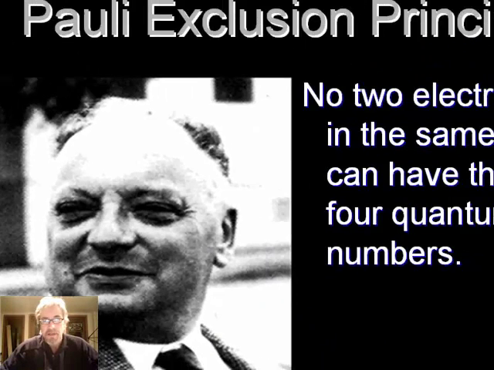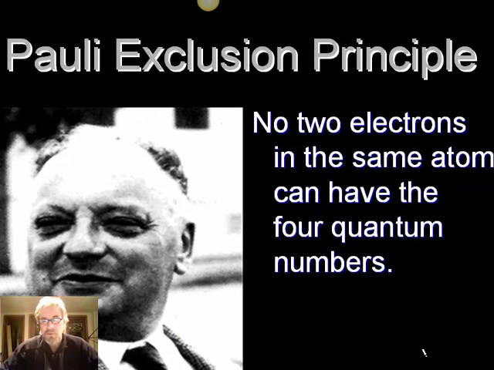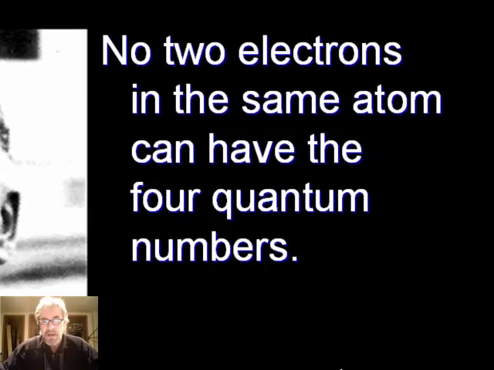Now this guy, Wolfgang Pauli, came up with the Pauli exclusion principle. He discovered that no two electrons in the same atom can have the same four quantum numbers. So that now includes n, the principal quantum number, l, the secondary or orbital quantum number, m sub l, which is the magnetic quantum number, and now this one, m sub s, which is the spin quantum number.